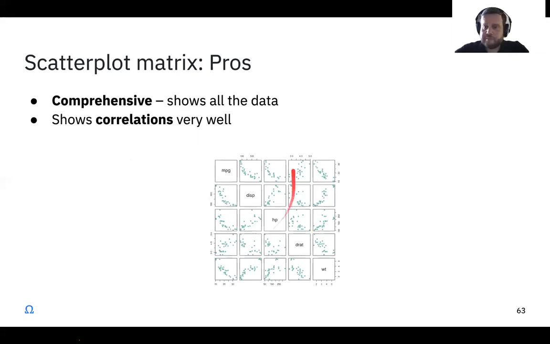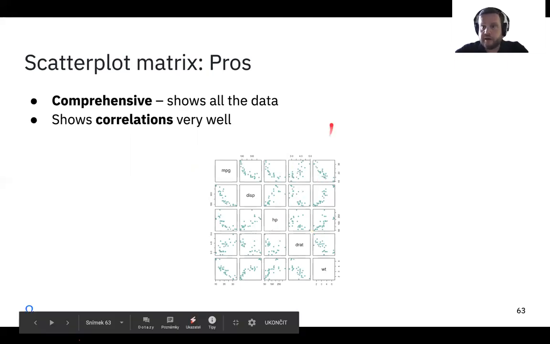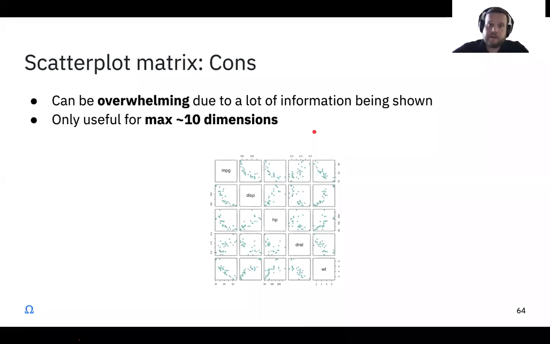But this is statistically probably the most sound plot. The con, well, it can be overwhelming because you're showing a lot of information. And again, it's only useful for max 10 dimensions, because 10 dimensions is already 100 scatter plots. So 10 might even be quite excessive, right? So again, the dimensionality cannot go too high.